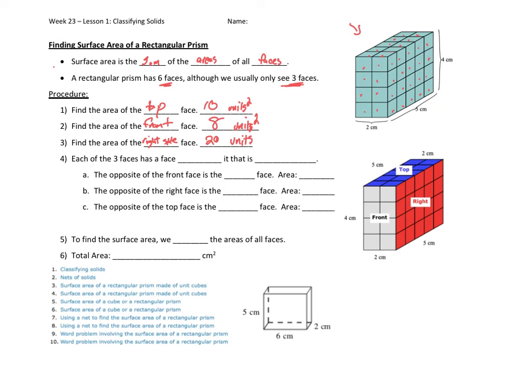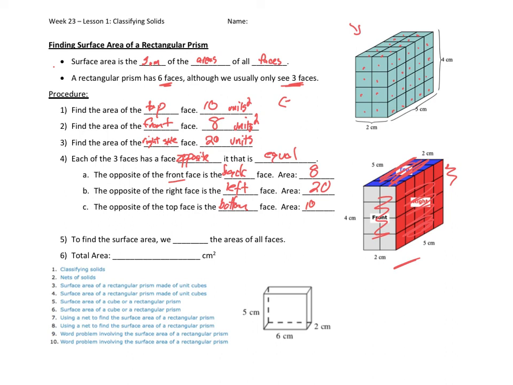Okay, so each of these 3 faces has a face opposite that is equal. Okay, so the opposite of my top up here is the bottom. So if the top is 10, the bottom is 10. The opposite of the front face is the back face. And we said the front was 8, so the back is 8. The opposite of my right side, which we said was 20, is the left face. So that's going to be 20.